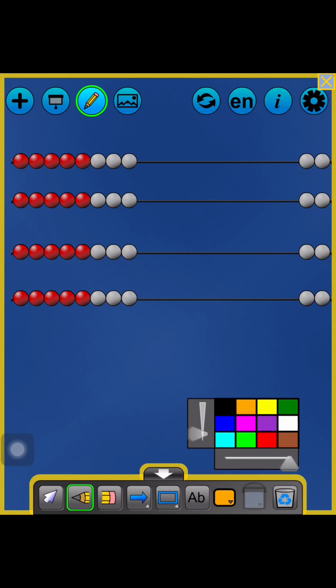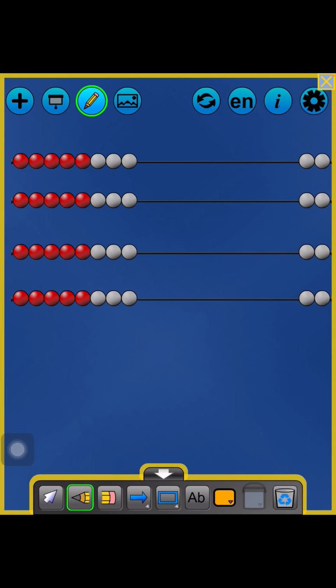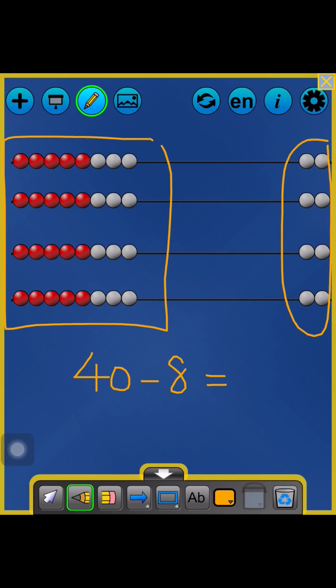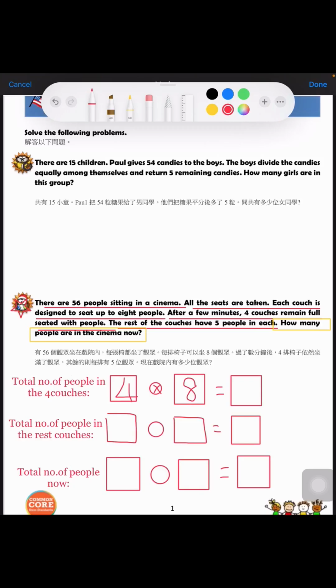We can calculate it in a faster way. Each row originally has 10 beads. So altogether there should be 40 beads. And we can minus the beads on the right, which are 8 beads, which equals 32. Therefore, the number of beads on the left equals 32. So 4 times 8 equals 32. Therefore, there are 32 people in the first 4 rows.